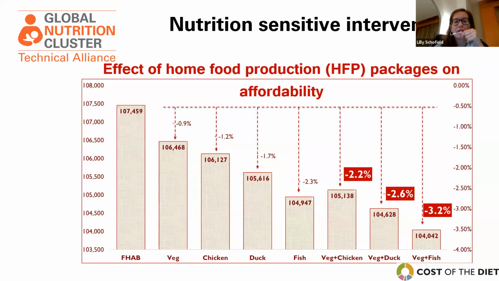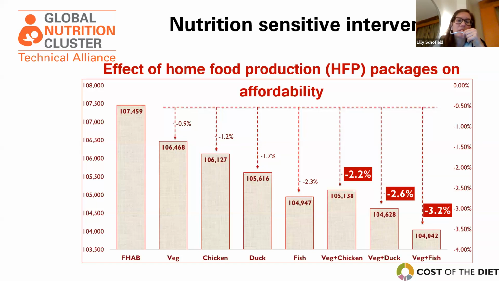This is another example of where cost of diet can help to refine livelihoods type interventions. This is an example from Bangladesh, where we were doing home food production or home gardening interventions that were both growing a small amount of vegetables near your home, and also some small-scale poultry or fish aquaculture interventions.